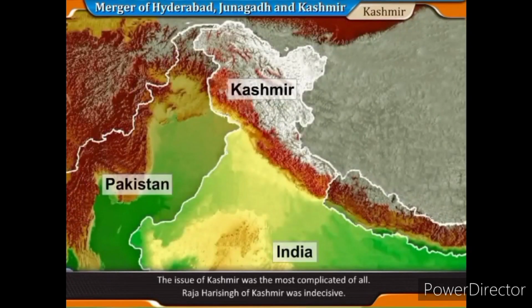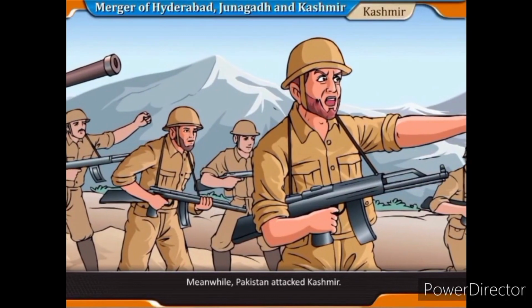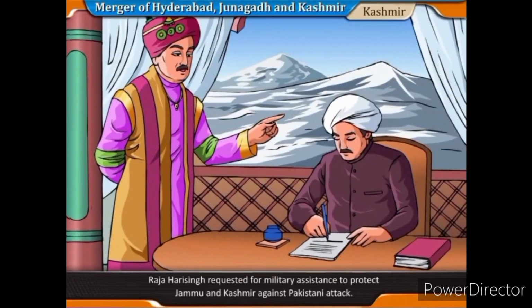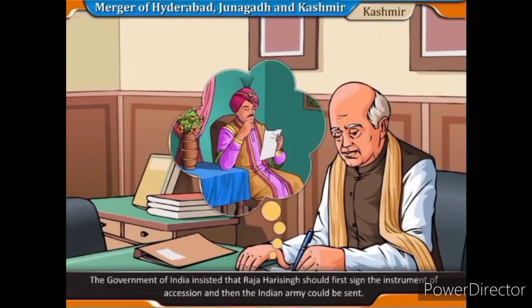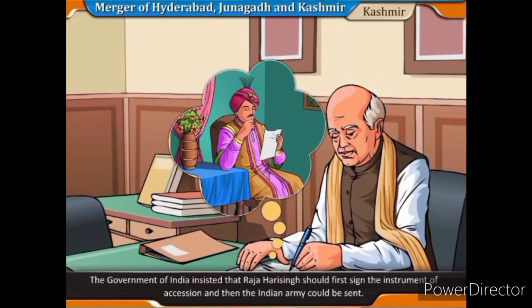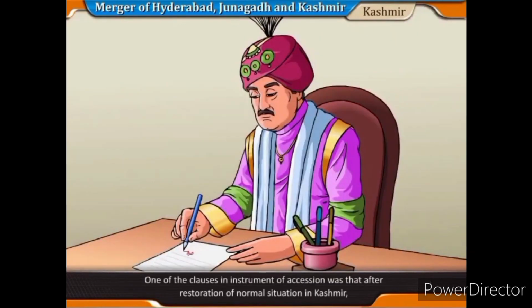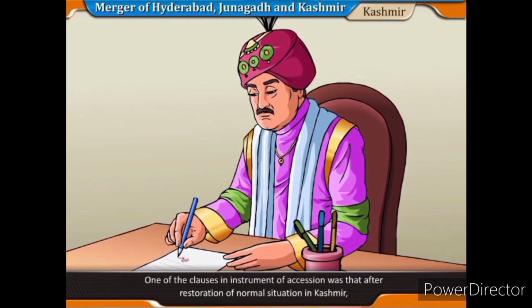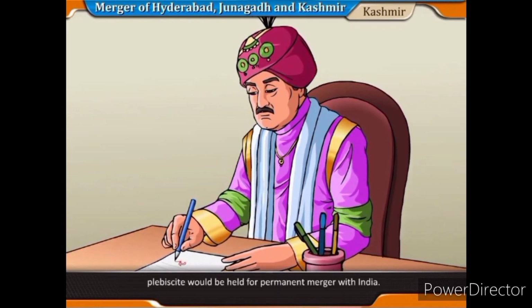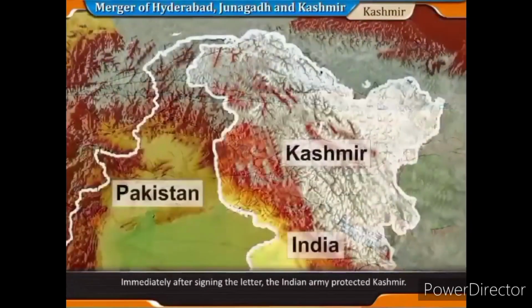Kashmir. The issue of Kashmir was the most complicated of all. Raja Hari Singh of Kashmir was indecisive. Meanwhile, Pakistan attacked Kashmir. Raja Hari Singh requested military assistance to protect Jammu and Kashmir against the Pakistani attack. The government of India insisted that Raja Hari Singh should first sign the instrument of accession and then the Indian army could be sent. One of the clauses in the instrument of accession was that, after restoration of the normal situation in Kashmir, a plebiscite would be held for permanent merger with India. Immediately after signing the letter, the Indian army protected Kashmir.